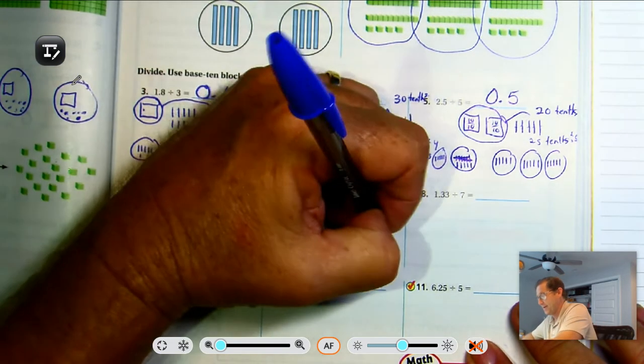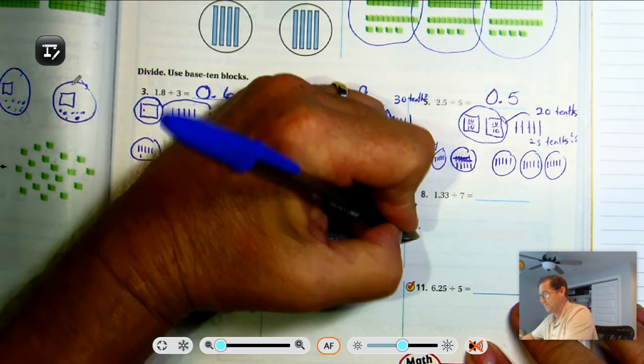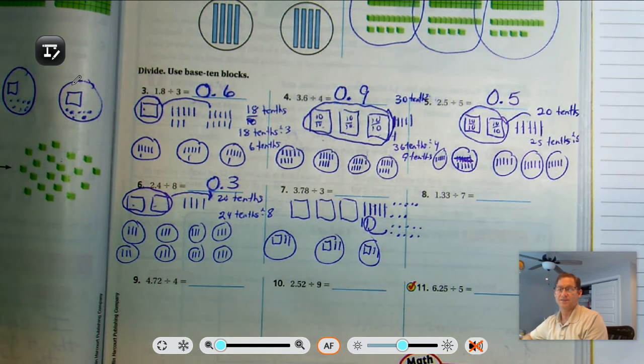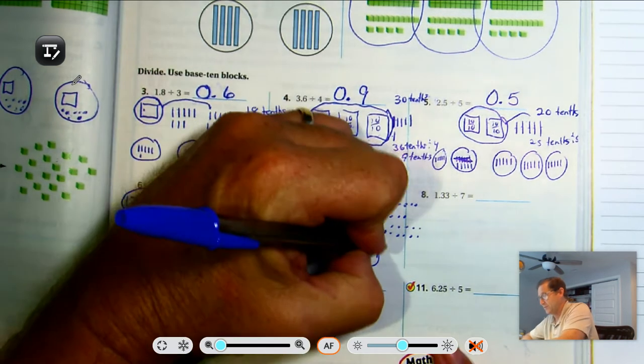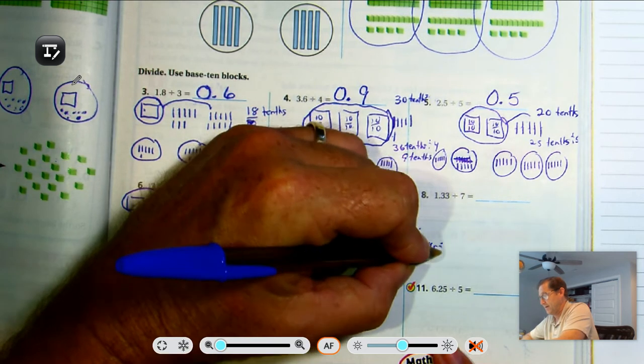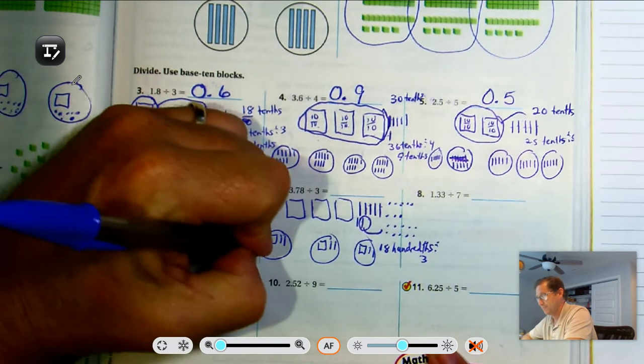I'm going to trade that 10th for 10/100. All right, so we have 10, 15, 18/100. 18/100 divided by 3 groups. It's 6, right?